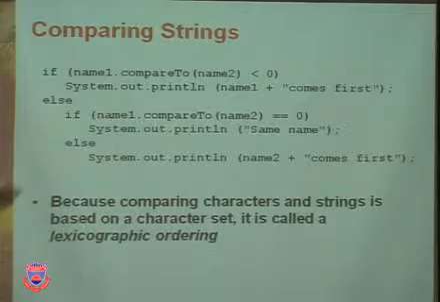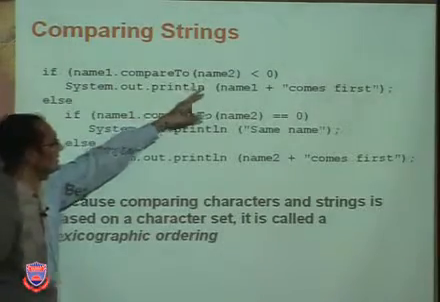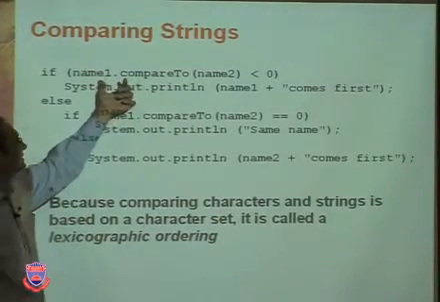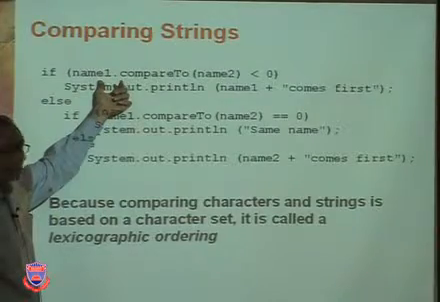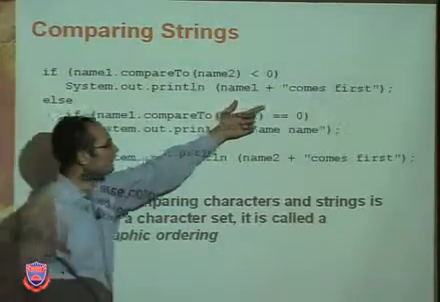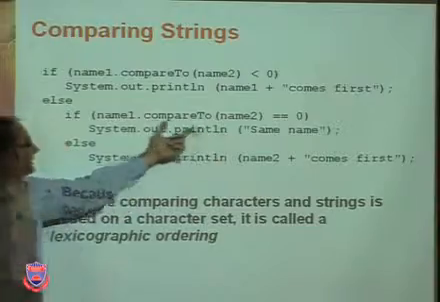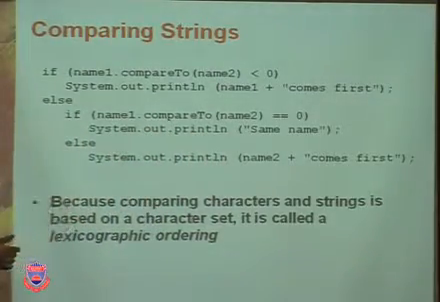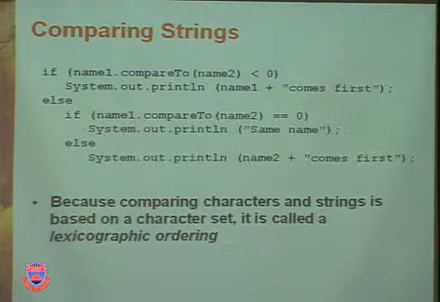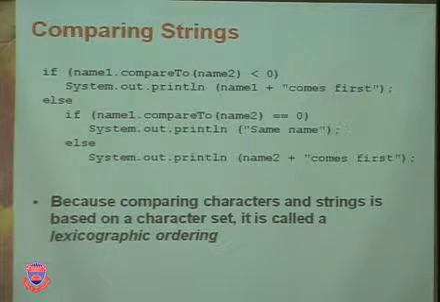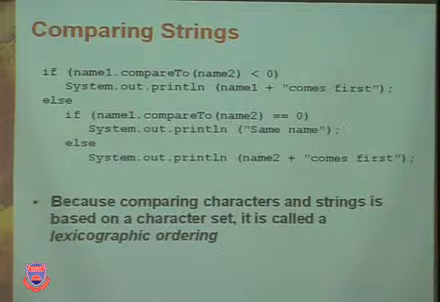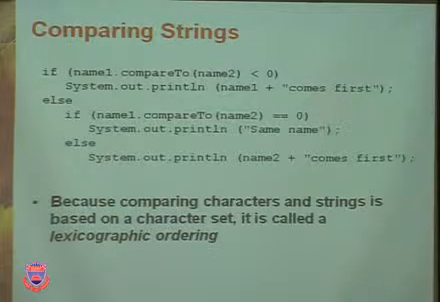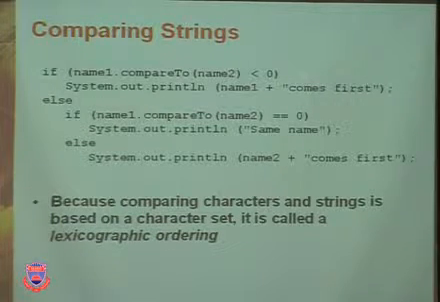In this case, as you can see, name1 compared to name2 is less than 0, meaning that name1 is smaller, which means it comes first. If they're equal to 0, same name, otherwise name2 comes first. What do we mean by comes first? What kind of order is this? It's lexicographic order that we are checking, and it is based on the character comparisons that we have seen before.